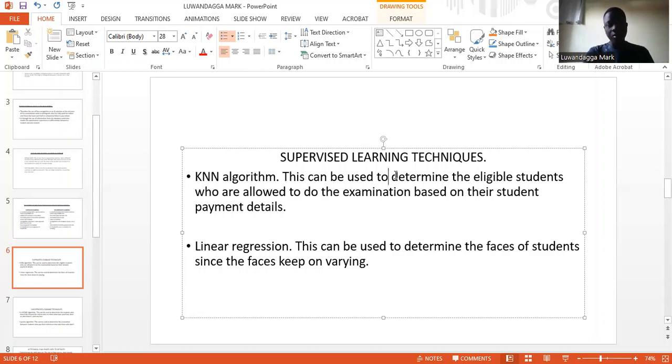Then also the linear regression, this can be used to determine the faces of students. The faces keep on varying. Different people have different faces. There is a person who has a cat face, there is one who has a dog face.